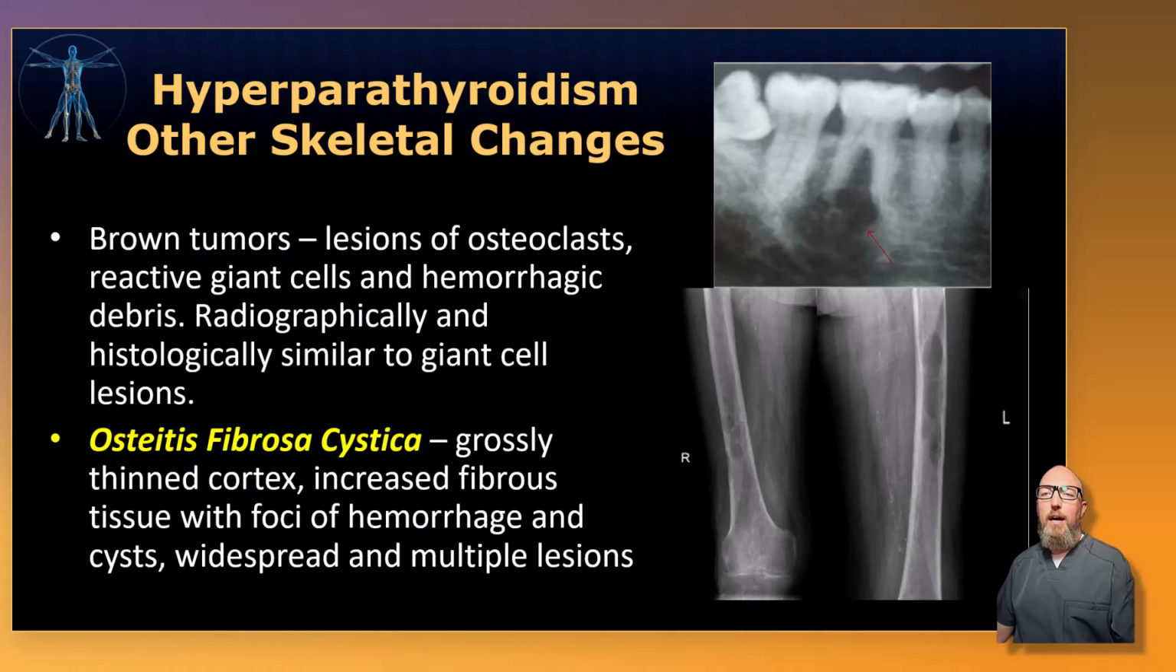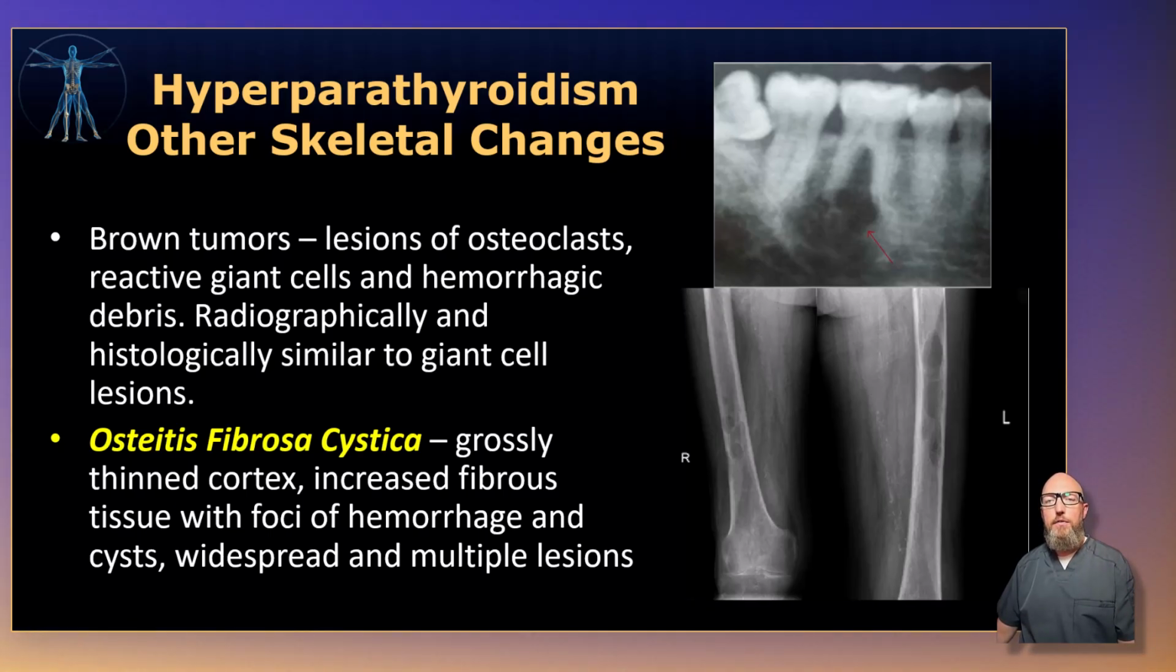Okay, I already mentioned these, but brown tumors in a little more detail. They're lesions made of osteoclasts, reactive giant cells, and hemorrhagic debris. They're both radiographically and histologically similar to giant cell lesions. The mechanism's straightforward once you say it out loud. Bone loss predisposes to microfractures. Microfractures bleed. Hemorrhage draws in macrophages and reparative fibrous tissue. That mass of reactive tissue is going to be the brown tumor.